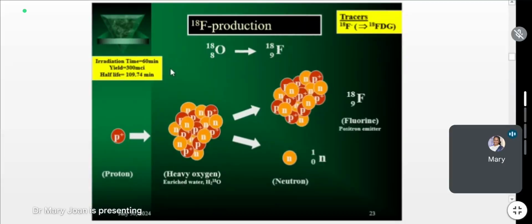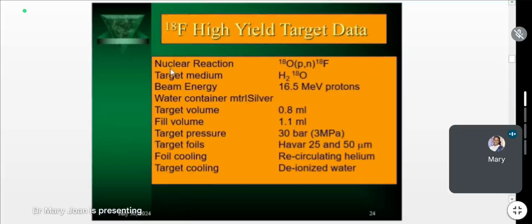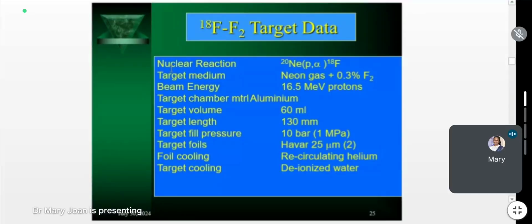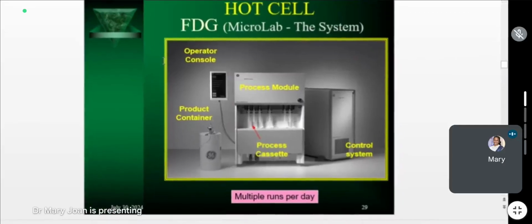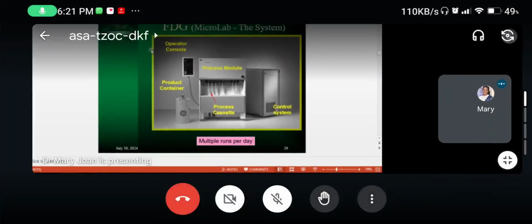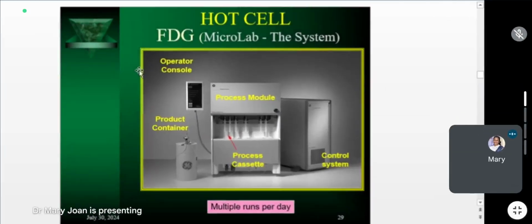So a cyclotron is capable of running multiple cycles of production in order to have a large amount of radioactivity production of PET isotopes.